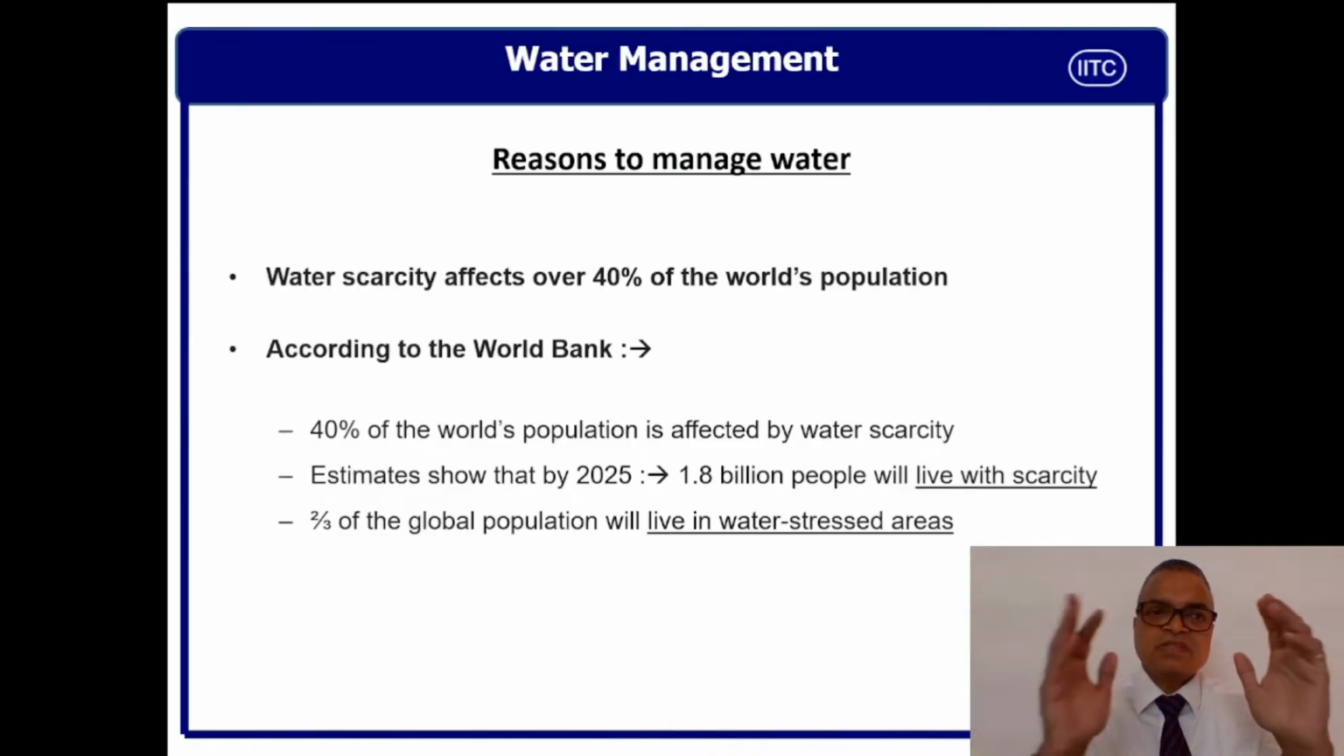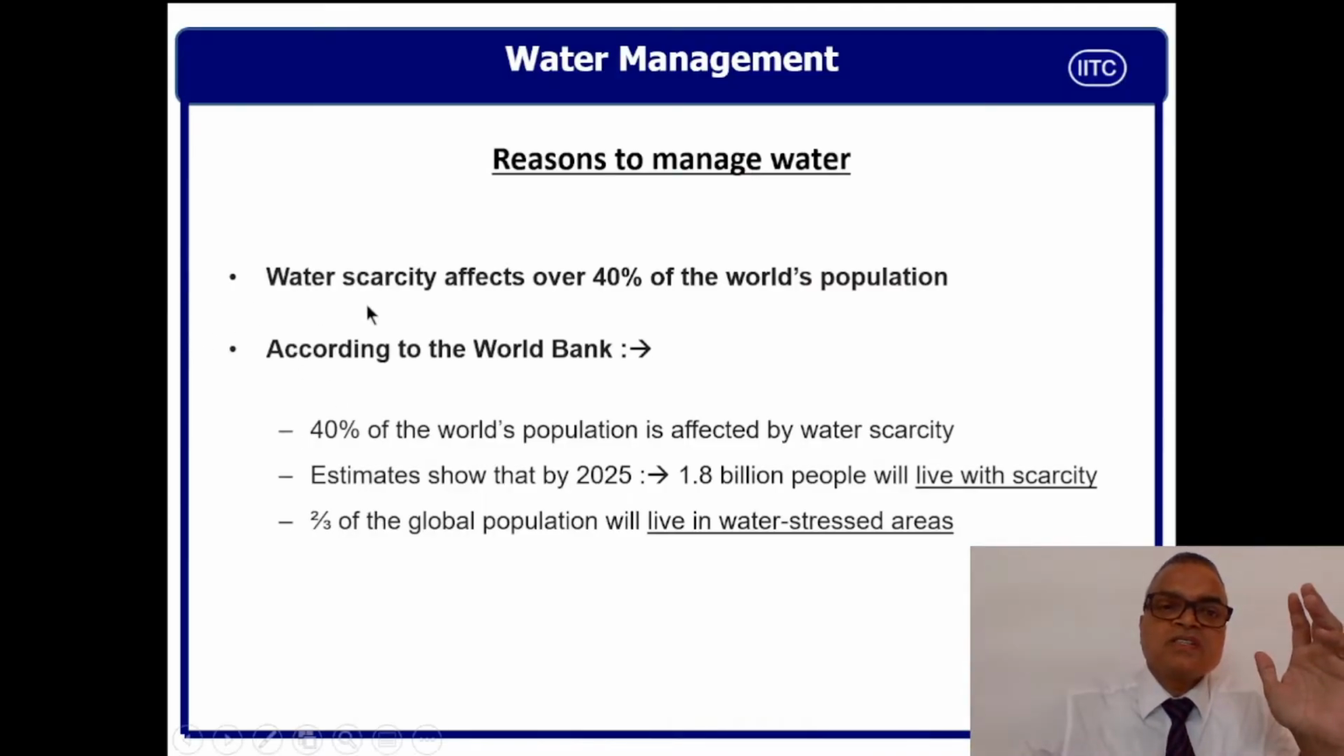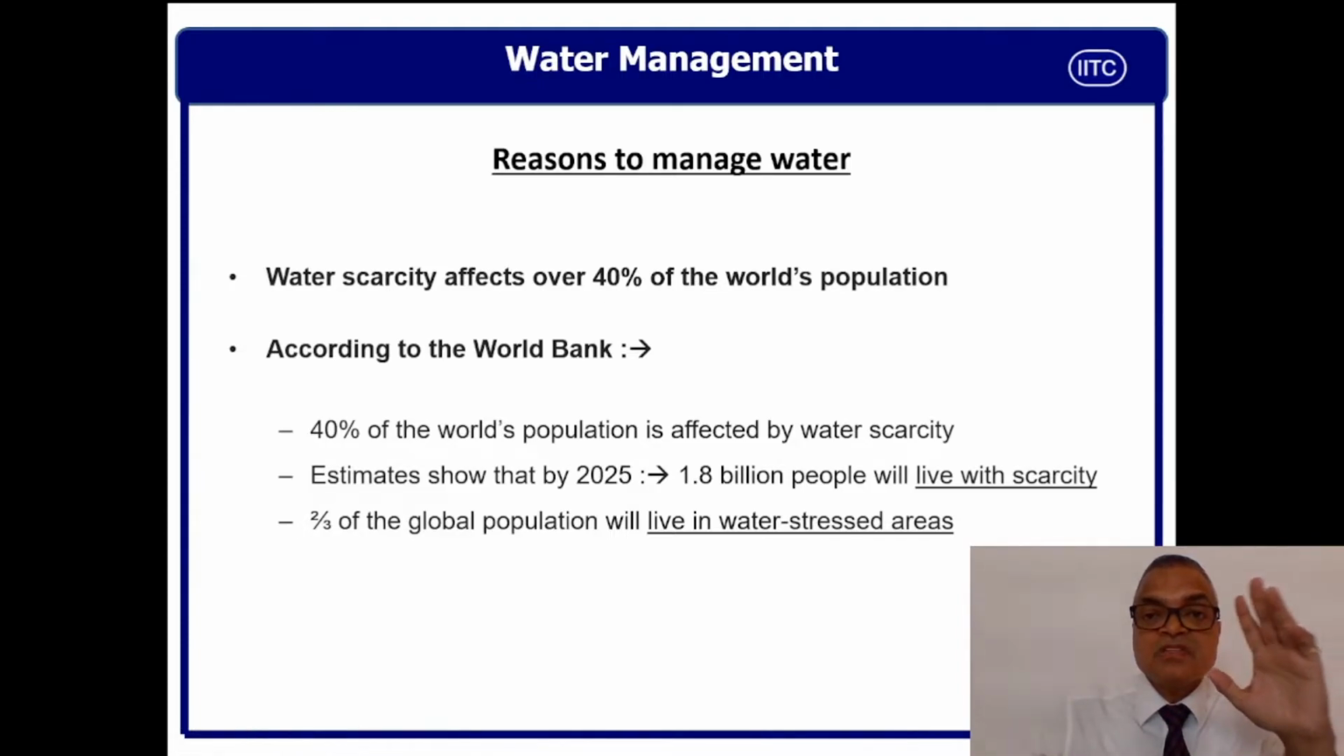So guys, as we know, water scarcity affects over 40% of the world population. Can you imagine? That means there is water scarcity across the world, not only in India, not only in Delhi, across the world. 40% of the world's population is suffering from water scarcity. According to a study by the World Bank, 40% of the world population is affected by water scarcity.